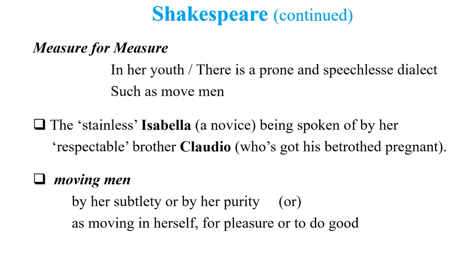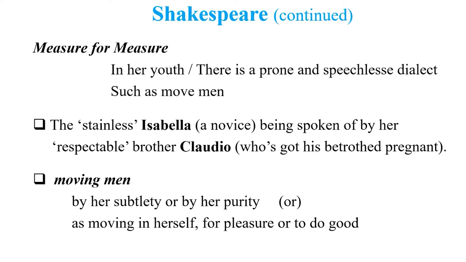And you have moving men. Move in the sense of convince: Isabella has to convince Angelo. Or Isabella has to sleep with Angelo. We don't know. Because Angelo says, you sleep with me so that I will spare your brother Claudio. So that is the problem in Measure for Measure.